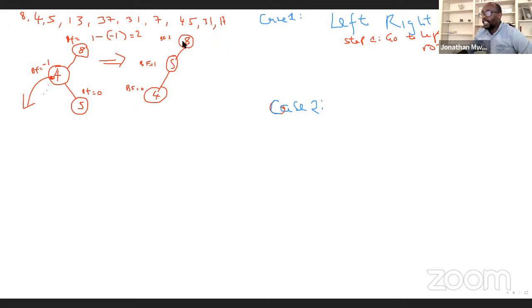But 8 has a problem on the left-hand side, so it has a left problem, and we have to go to the left child to determine where the left child is leaning. The left child is leaning towards the left as well because its balance factor is 1. So now we have a left-left case. And the solution to this: go to the problem node and rotate right.